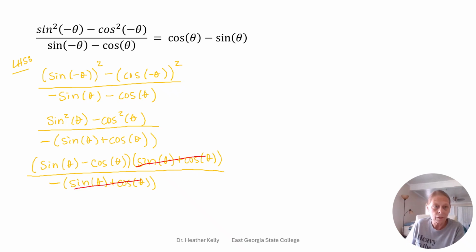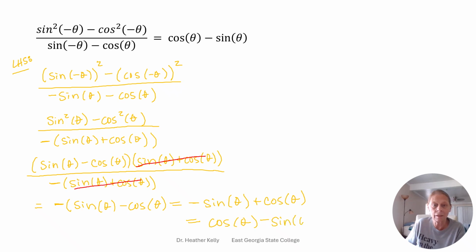Awesome. And we're left with negative, from that negative on the bottom, sine theta minus cosine theta, which is equal to negative sine theta plus cosine theta, which is equal to cosine theta minus sine theta. And we got it.